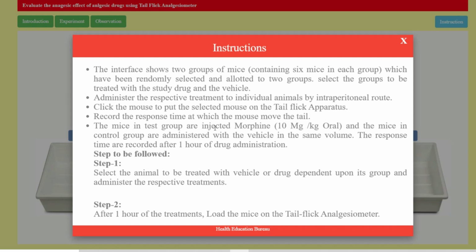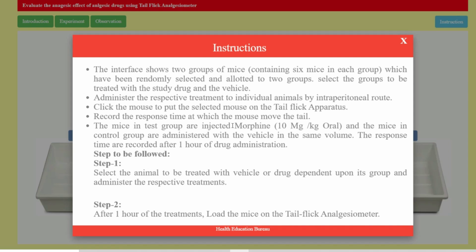Record the response time at which the mouse moves its tail after applying the heat. That time we have to record. The mice in the test group are injected with morphine 10 mg per kg, and the mice in the control group are administered the vehicle in the same volume. The response time is recorded after 1 hour of drug administration.